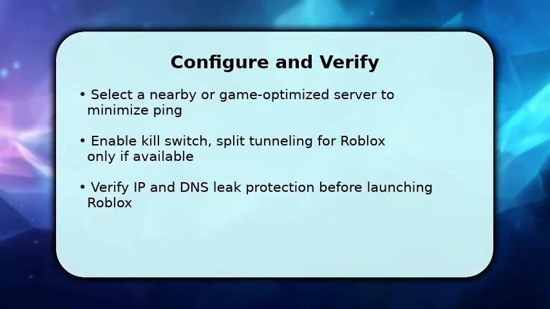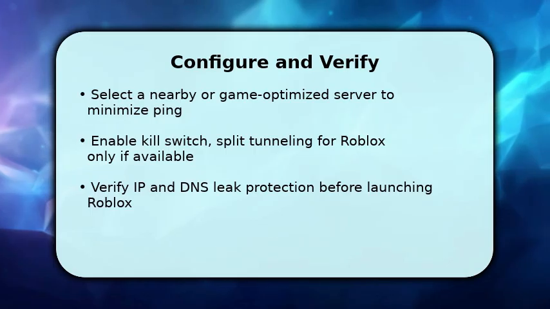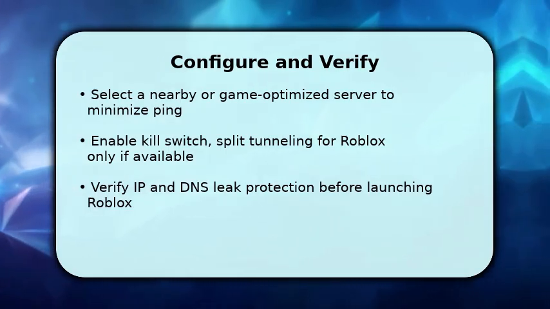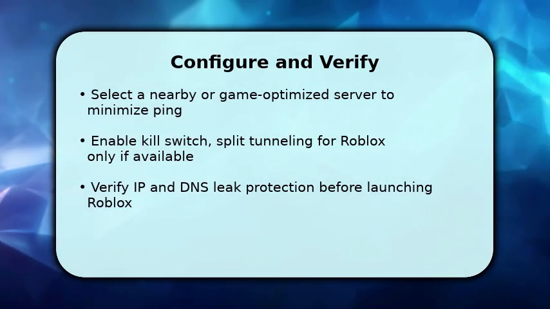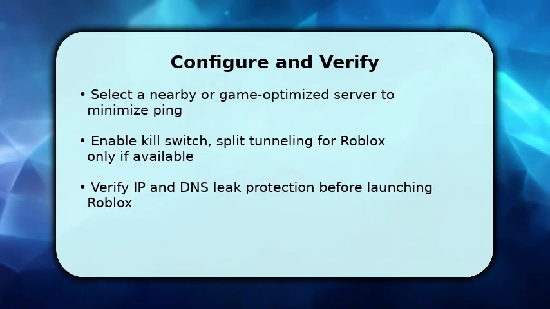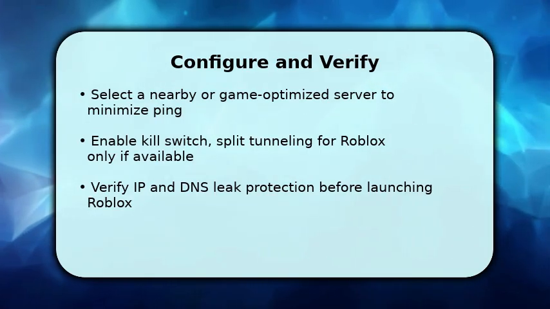With the app installed, you now configure settings for best chat performance. Select a server geographically close or explicitly labeled game optimized to minimize ping. Enable the kill switch to prevent accidental exposure, and use split tunneling to route Roblox traffic through the VPN while leaving other apps on your normal connection if needed.